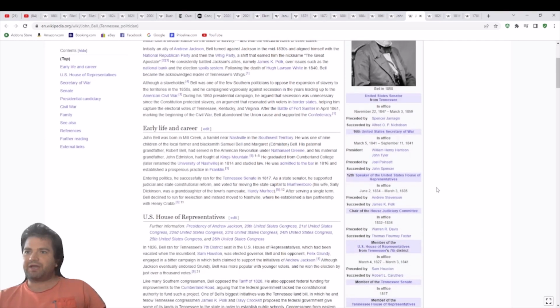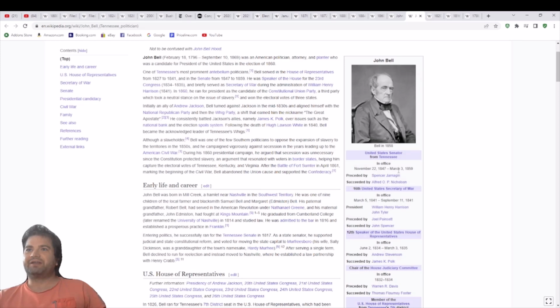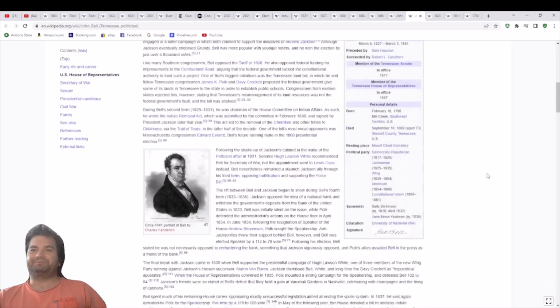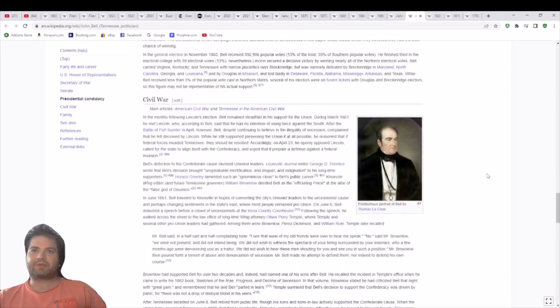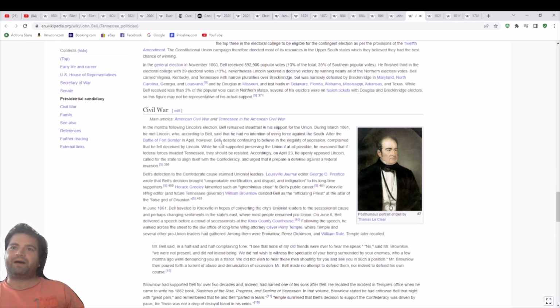Secretary of War, Speaker of the House, Judicial Committee, Tennessee Senate. When did he die? 1859. Okay, so, what? Oh, that's not death. That's when he died. 1869. In the months leading up to the Civil War, Bell remained loyal; according to Bell, Lincoln had no intention of using force against the South. Bell continued to believe that, but then complained that he felt deceived by Lincoln, though he still supported preserving the Union. He ultimately defected to the Confederates, but only because the war had happened, which never made much sense to me.